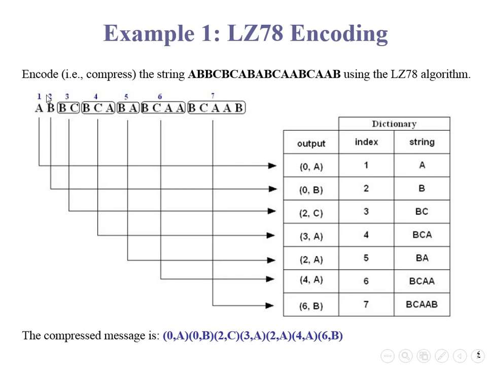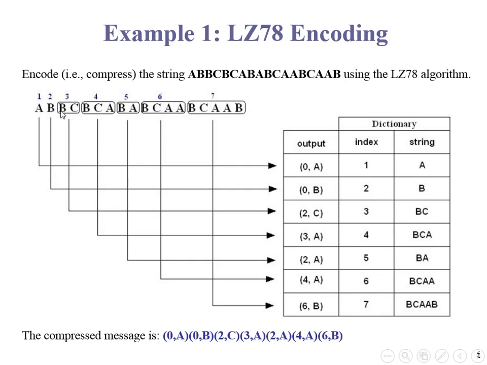Then we will encode B. B is a new character and there is no B in the dictionary. We haven't encoded B before. Therefore, the output will be 0 plus B. There is no prefix, and the index for this new output will be 2. It represents the string B.